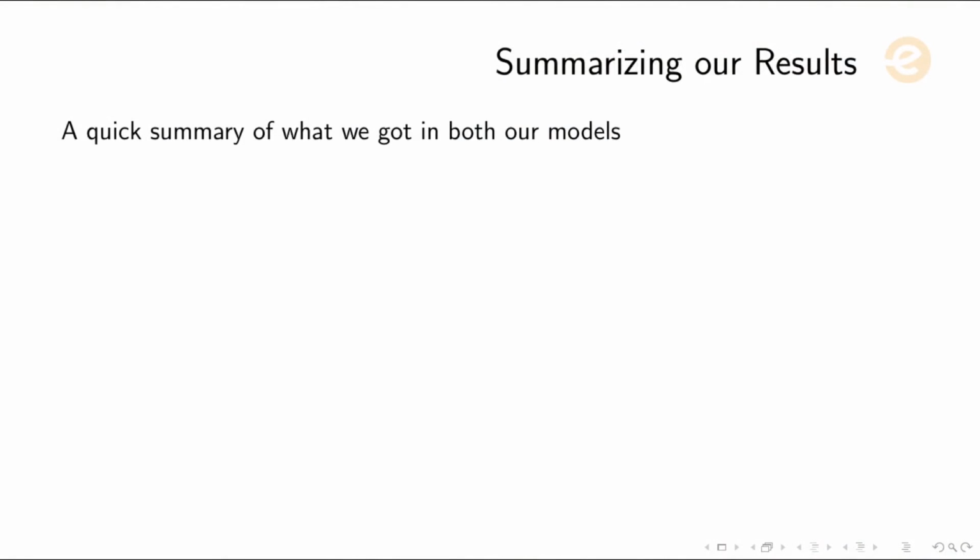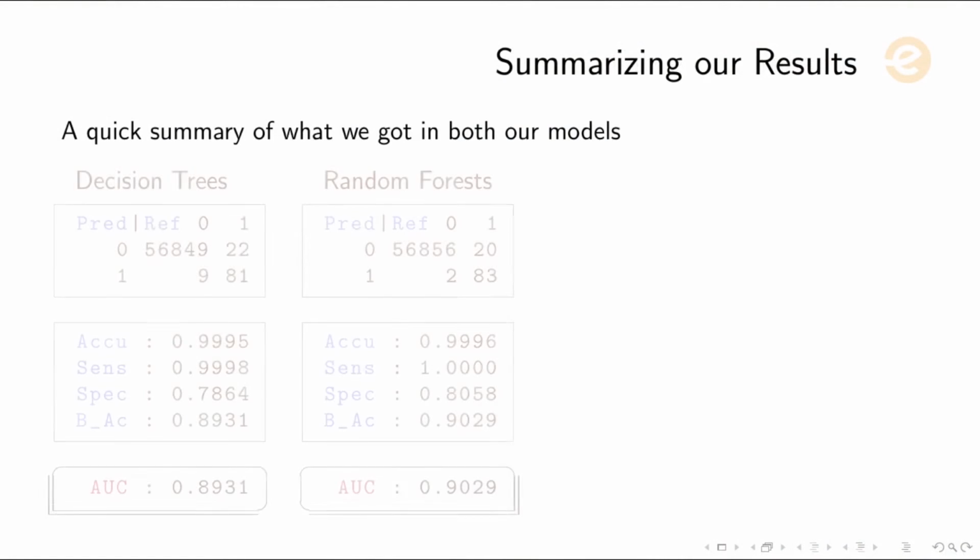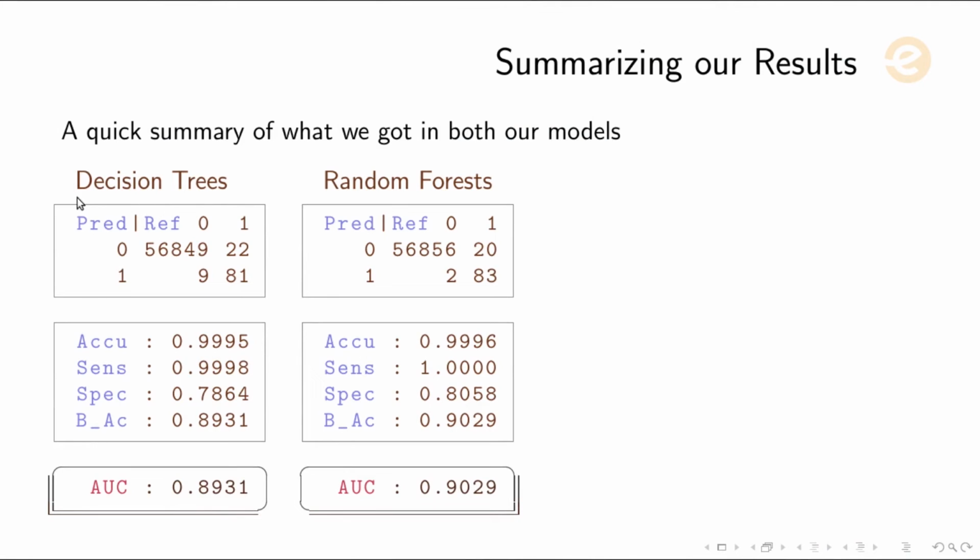Quick summary of what we got in our previous two models. So this is a decision tree model where we got a confusion matrix that looked like this, and this is the random forest confusion matrix, and these are the respective performance metrics.